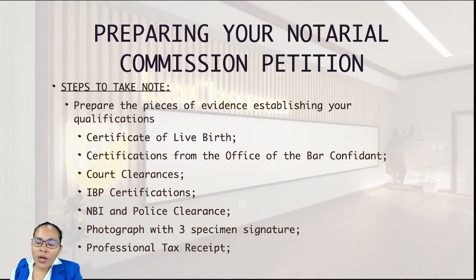Now, you have to take note of the steps. You are to prepare the pieces of evidence in establishing your qualification. That is aside from all the statements. So all your statements must have proofs provided. Like when you say that you are of legal age, then you are to say that attached herewith is my certificate of live birth, proving my birth. And given that piece of evidence, you can say that you are of legal age. Now, you have to make sure that you give the current or more recent copy of the certificate of live birth.